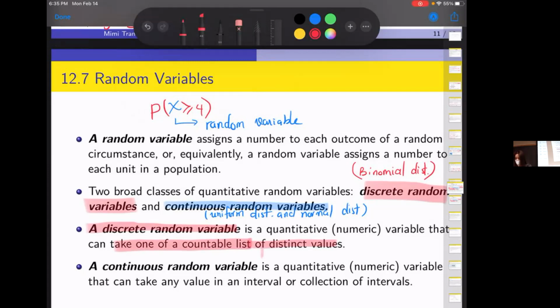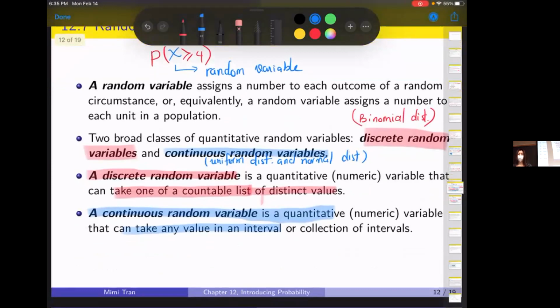And the continuous random variable is still a quantitative numeric variable, but it can take any value in an interval. Remember the normal distribution or the uniform distribution, you scan from left to right. So it could be 1.2, 5.3. It could be any number between 1 and 10, 1 and 100, whatever. It can take decimal values. So for example, height. If I graphed your heights on a histogram, oops, I lost my cap.